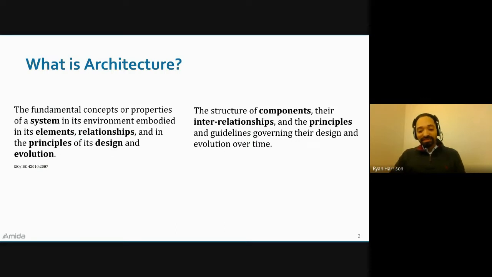So an architect is concerned with principles, that is, setting and maintaining principles or guidelines over time, so that a system evolves in a predictable way. And then also saying what the system is. What is the system? What are its components? What are those interrelationships? Everything else goes in service of setting and maintaining those principles and then defining those systems or those system boundaries.